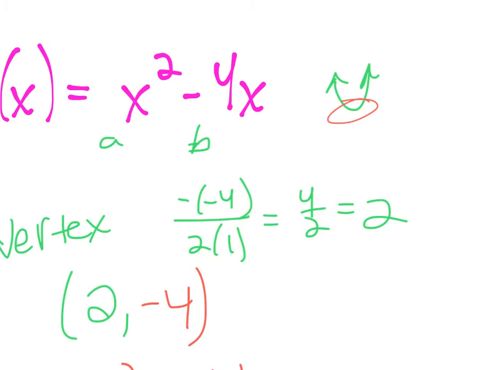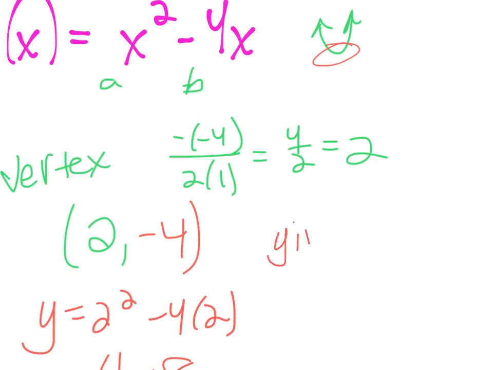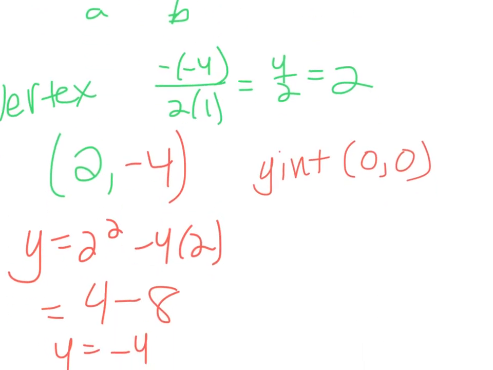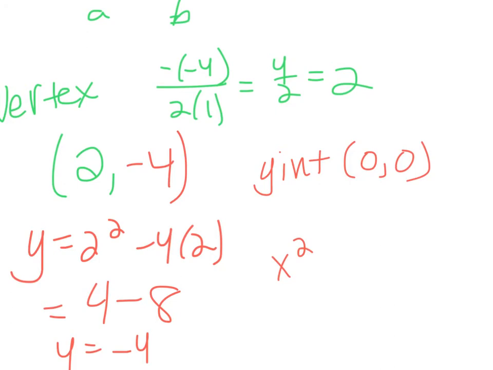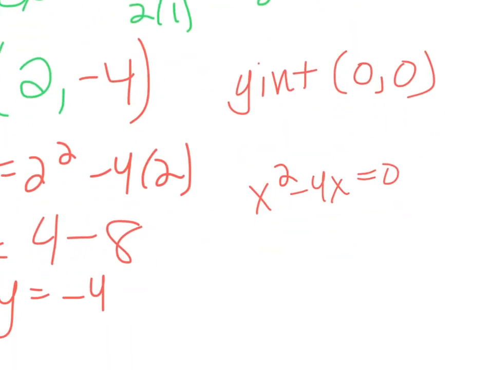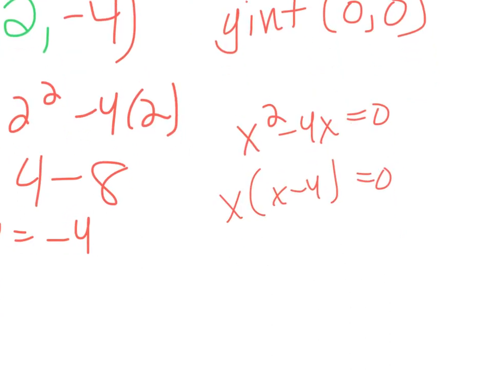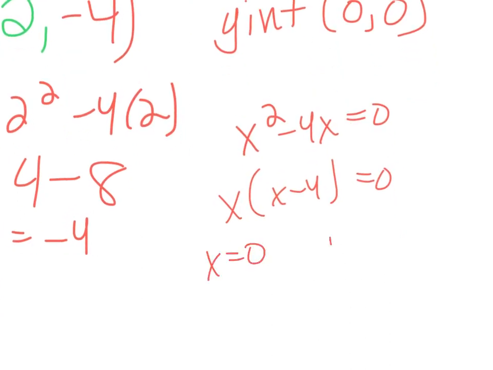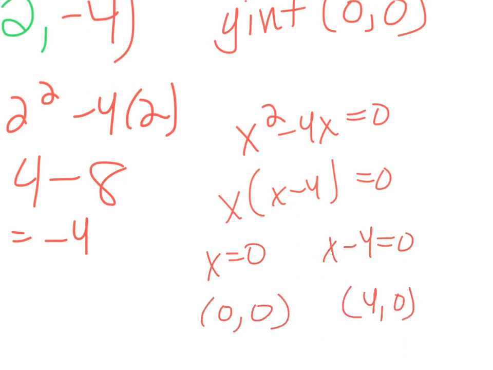Guys, what's the y-intercept? What's the constant at the end? 0. Do you see a number there? No. So your y-intercept is (0, 0). Let's find the x-intercept. So you have x squared minus 4x equals what? 0. What do they have in common? X. Okay, take the x out. You're left with x minus 4. Correct? Set each piece equal to 0. So I have an x-intercept at (0, 0) and an x-intercept at (4, 0).